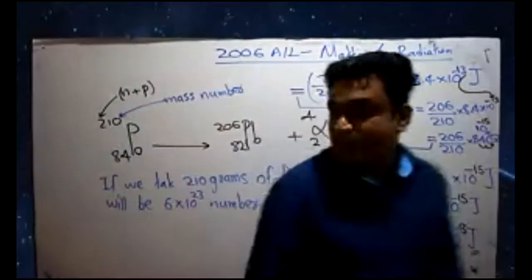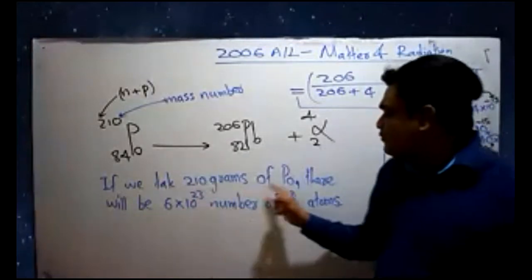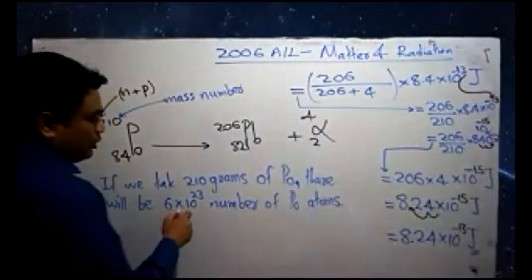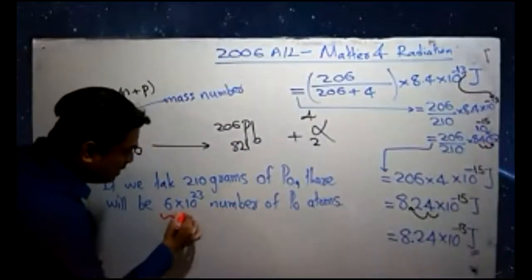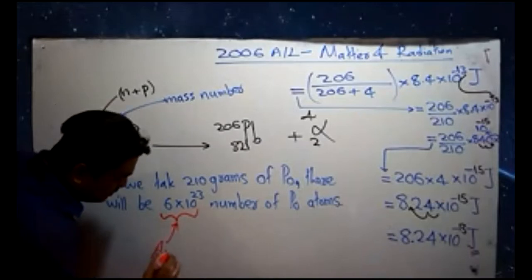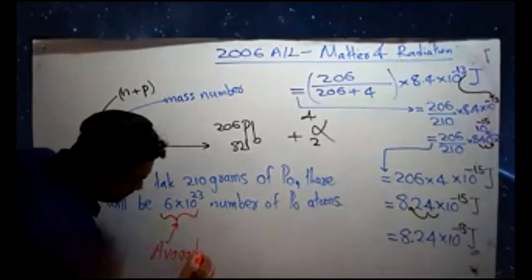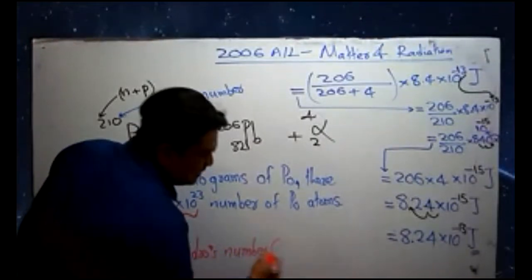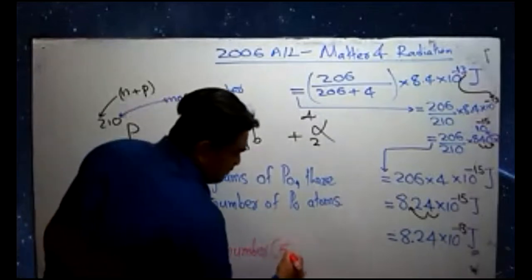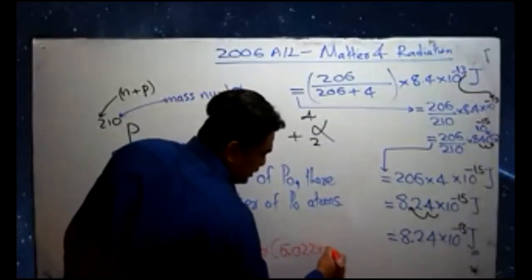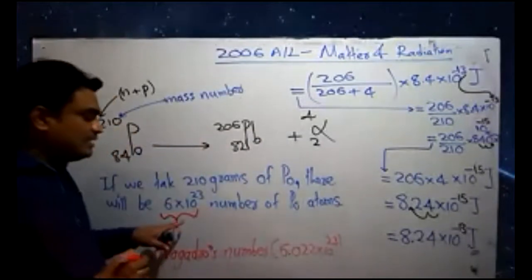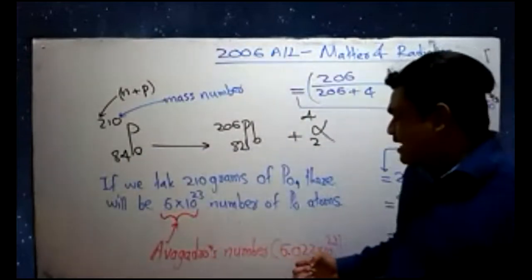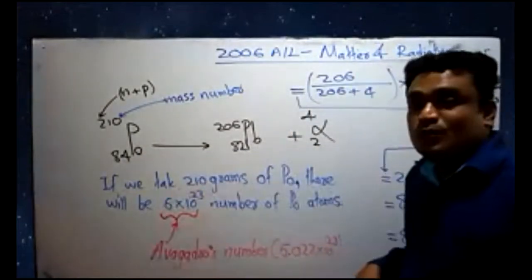What's the magic of the mass number here? If we take 210 grams of polonium, there will be this much, 6 into 10 to the power 23, number of polonium atoms. This number is called Avogadro's number. Normally in our theory notes we write Avogadro's number as 6.022 into 10 to the power 23. But here we have to use the value given in the exam, and it usually uses 6 instead of 6.022.